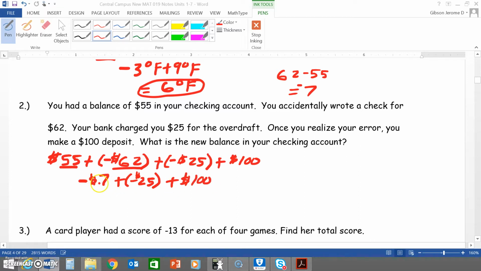Now, if you look here at -$7 and -$25, they have the same sign. So you will add them together and carry the sign. So that would be a -$32 plus the $100. Now, with the $100, they have different signs. So you would think in your head, 100 minus 32, which would give us 68. And since the 100 is positive, our final answer would be $68.